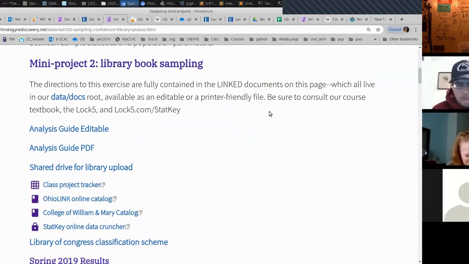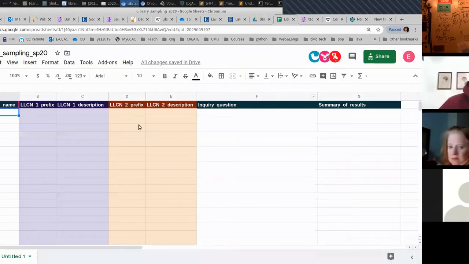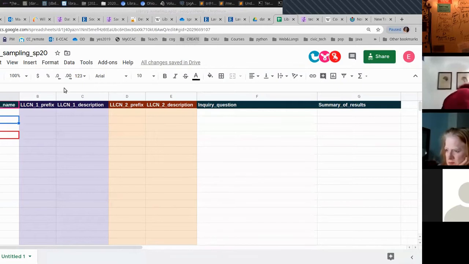So let's take 2 or 3 minutes and get ourselves organized. And by organized, I mean when you open up the tracker, let's all go ahead and, if you remember your call number prefixes for the two different call number sections that you want to sample. I'm going to go ahead and do first names on all of our rows here so we don't click on that. So just give me a second to type your names in.